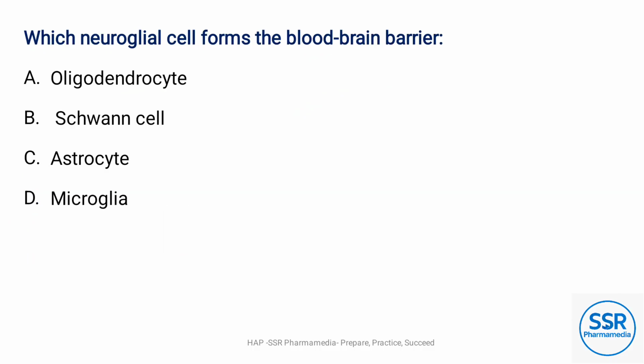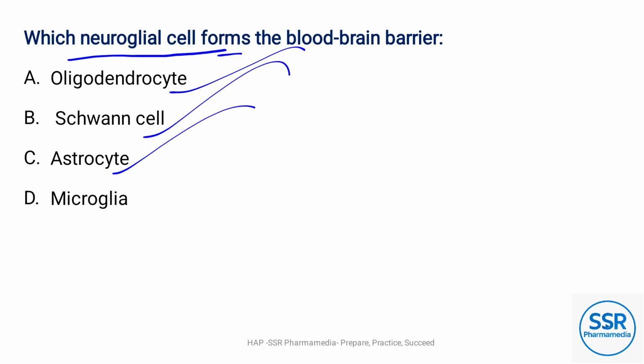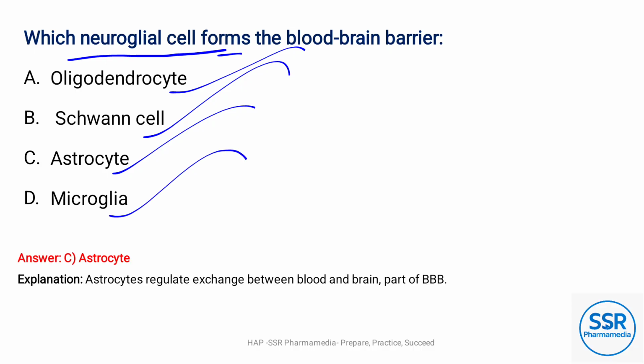Next question, which neuroglial cells form the blood-brain barrier? Option A, oligodendrocytes, option B, Schwann cells, option C, astrocytes, option D, microglia. So the answer is option C, astrocytes. Astrocytes regulate exchange between blood and brain. They are part of the blood-brain barrier.